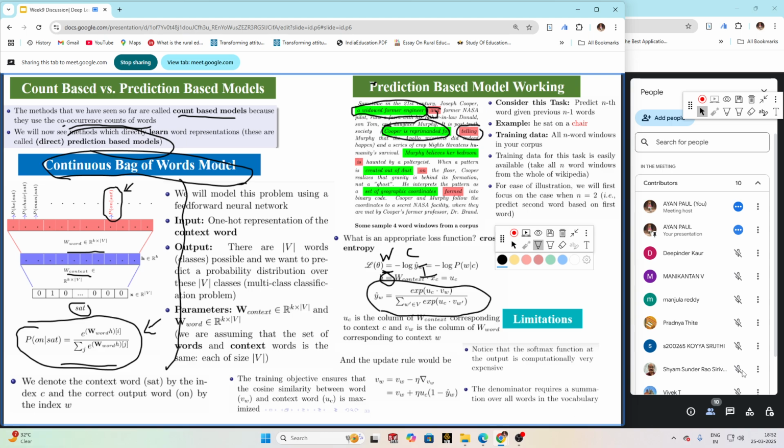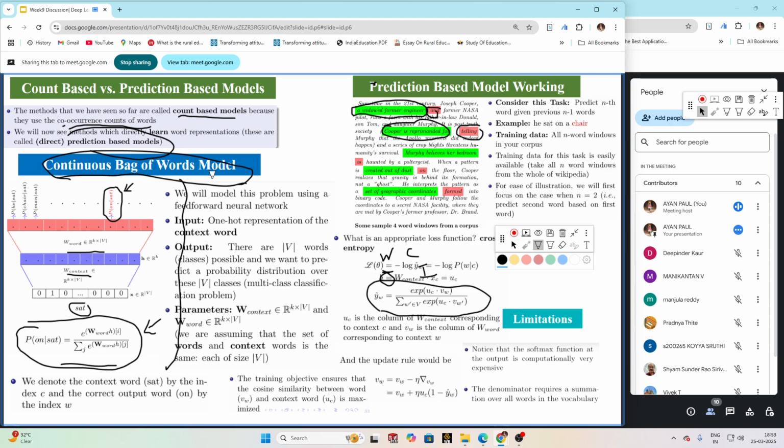Now what are the limitations of this continuous bag of words model? One is that we are using the softmax function, and this is very expensive, because we have the full vocabulary in the output, and from that we have to predict the most suitable term. For that we have to do so many calculations: the probability of this class, the probability of that class, and we have to take the probability of all the classes. So the softmax function is computationally very expensive.